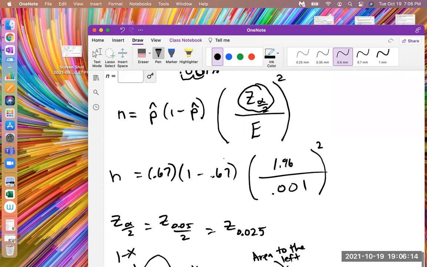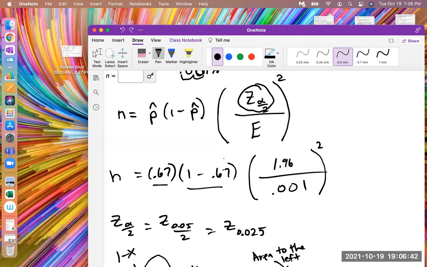Okay, now be careful. A mistake that I think students might make with this problem is that you have to make sure it's just this 1.96 over the 0.001 and square that. You don't want to enter this and this and then square everything, because it's going to think everything is being squared, which is not what we want, of course.